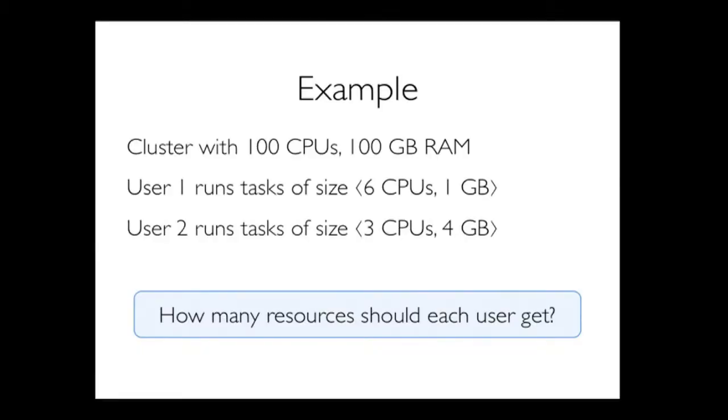Just to give an example, we might have a cluster with, say, 100 CPUs and 100 gigabytes of memory. And I'm going to have two users. The first user wants to run a bunch of parallel tasks, and they each use 6 CPUs and 1 gigabyte of RAM.